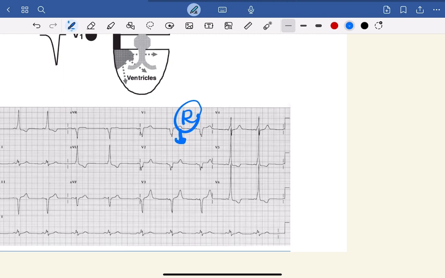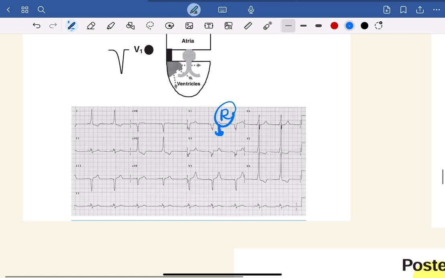So once you know it is on the right side, you have to know whether it is on the right posterior septal, right free wall or right anterior septal. For that you have to see the axis. Here the axis is left axis deviation. So when it is left axis deviation, it is not anterior septal. In anterior septal, the axis is normal. So left axis deviation is seen in posterior septal and free wall.